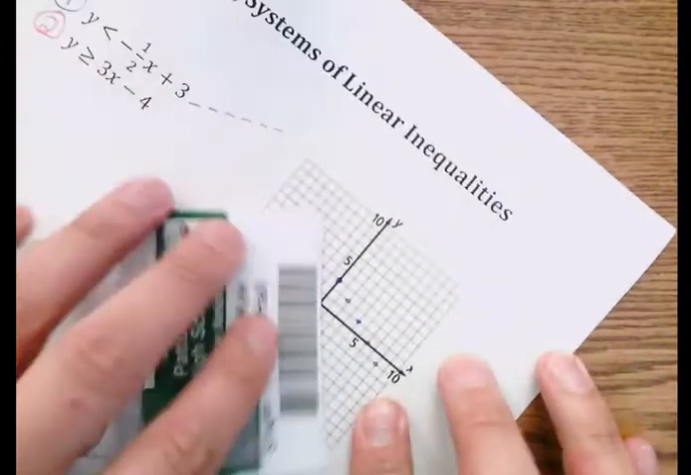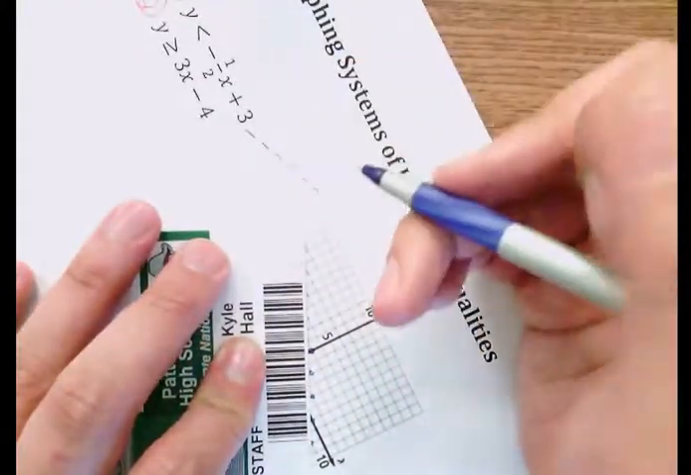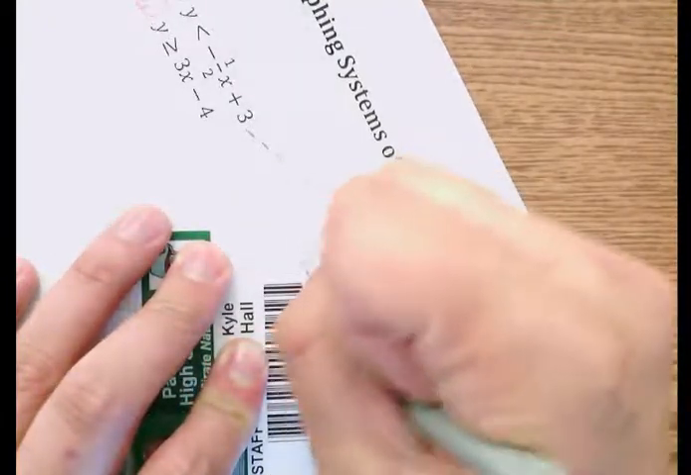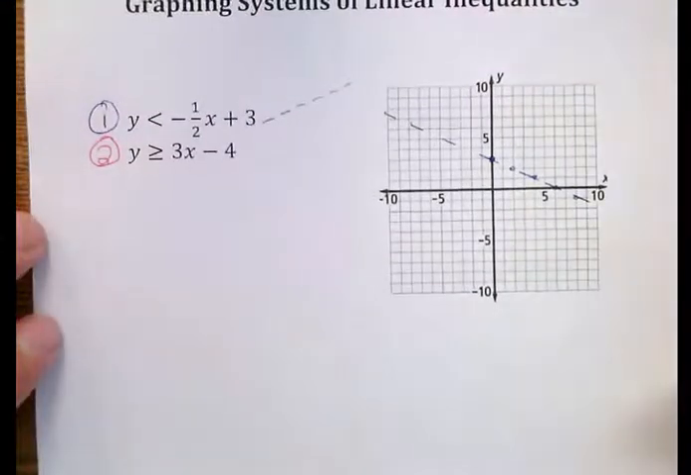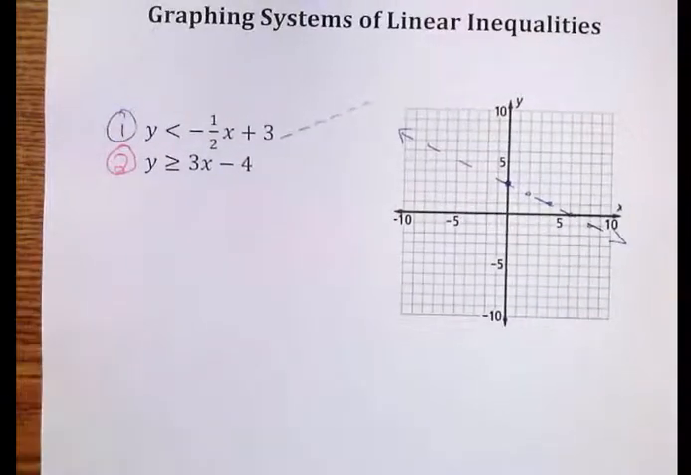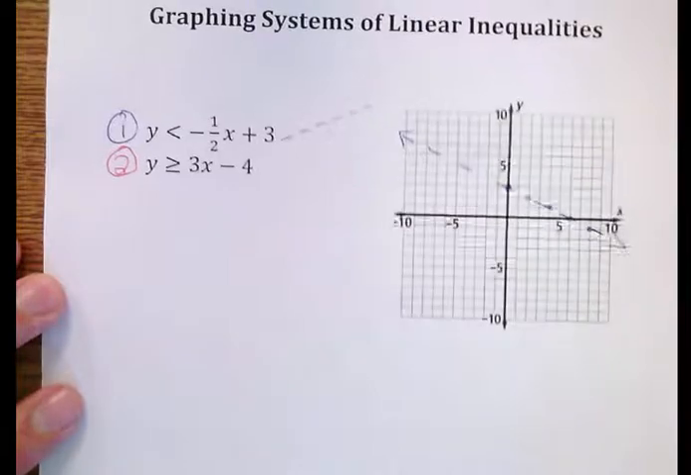I'm going to use my D here and line them all up. And remember, we need a dashed line here. A few dash marks. Great. The only other piece I need is our shading. So I took care of the dashed line, the slope, and the y-intercept. Now the shading.